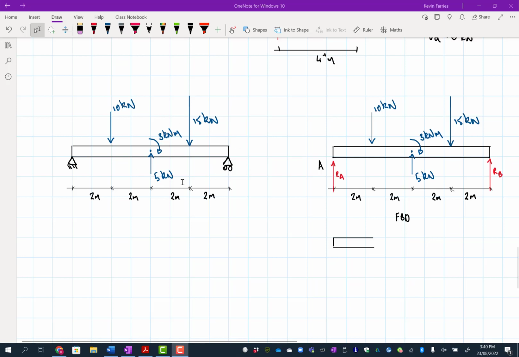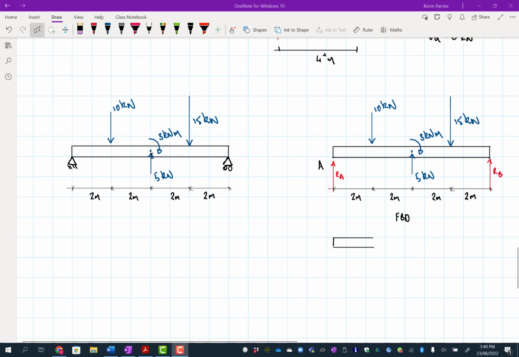So this time we're getting a bit more complicated, but the principles all stay the same. But what I've done this time is I've added on a little pure moment, or a couple. So I've added that on, 3 kilonewton meters. We've also got an applied force going up the way.